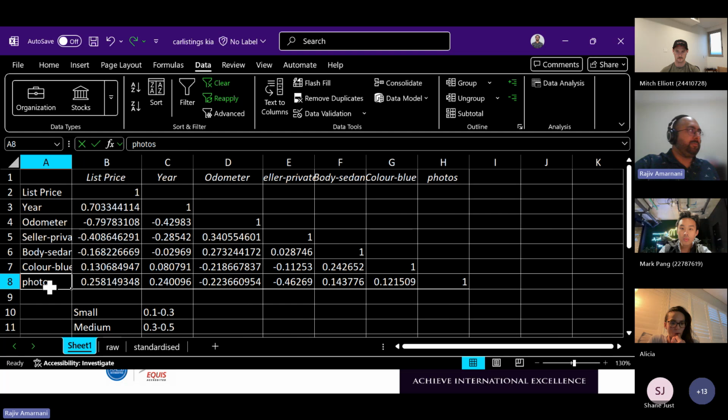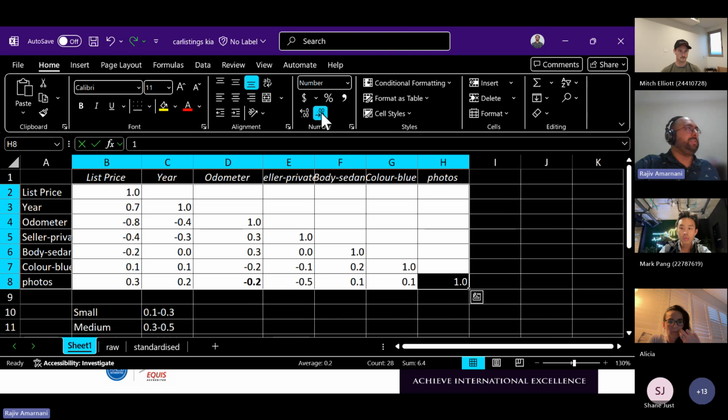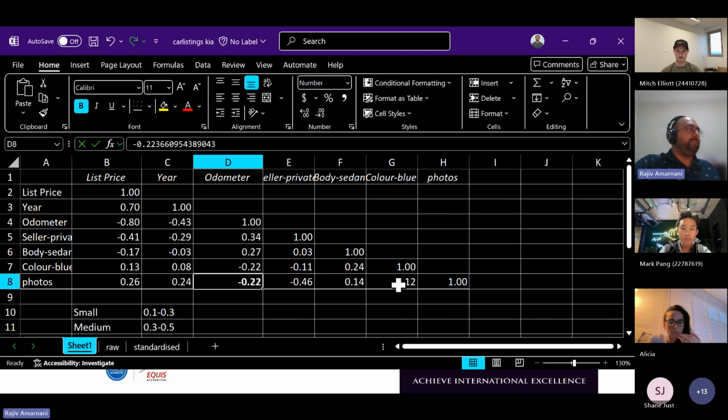And how we find that is we go to either of these. We go to odometer here, go down, and then we find the cell that lines up with photos over here. So photos and odometer. There we go. Too many decimal points. This is a common problem in Excel. With a correlation, generally 2 decimals is more than enough. There we go, minus 0.22. So a small negative correlation, where cars that have more usage tend to have fewer photos. More usage, fewer photos. Interesting, yeah.